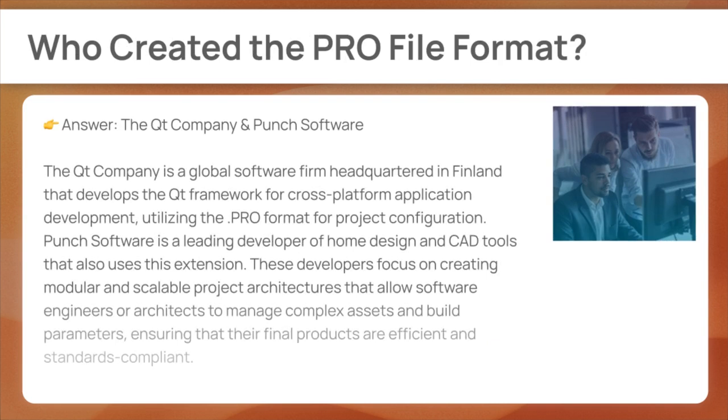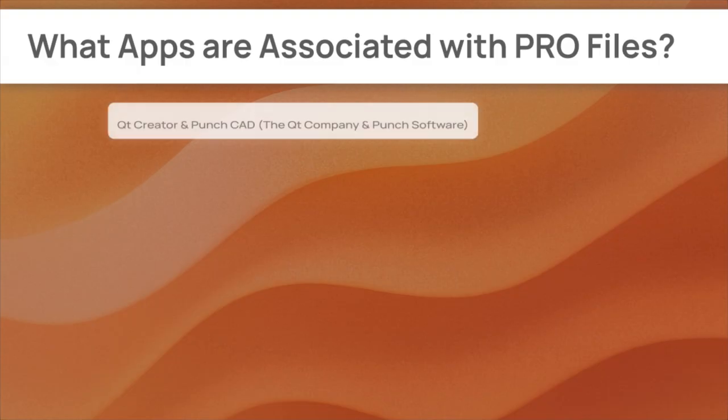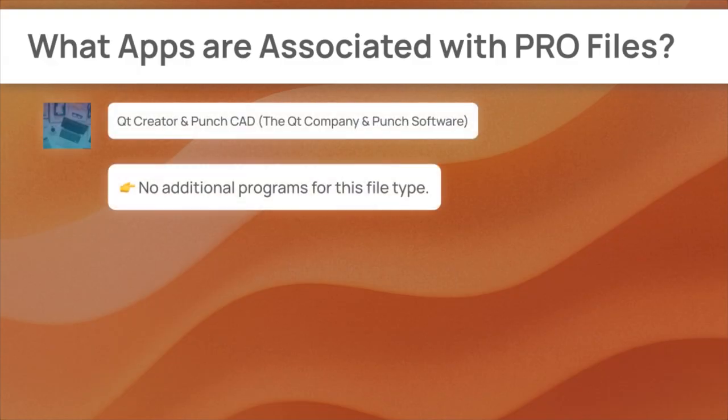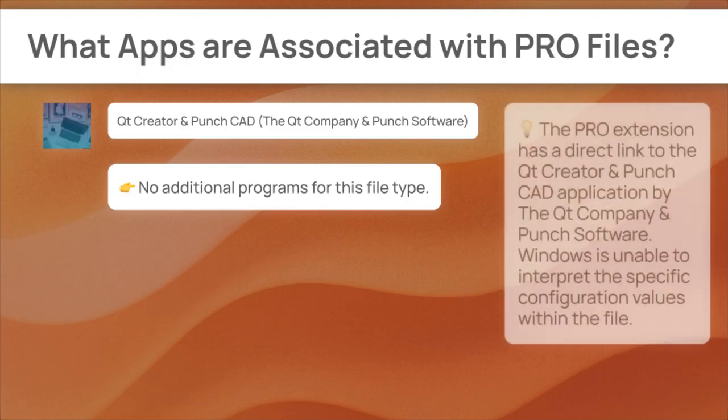Qt PRO files are text-based and follow a specific syntax for defining variables, include paths and library dependencies. Punch CAD PRO files are binary and contain geometric data, layer information, and object properties. Qt project files are typically managed by Qmake or CMake, while Punch CAD files are opened and edited within the Punch CAD software environment. If installed, your preferred program for PRO should be the Qt Creator and Punch CAD application by the Qt company and Punch software.